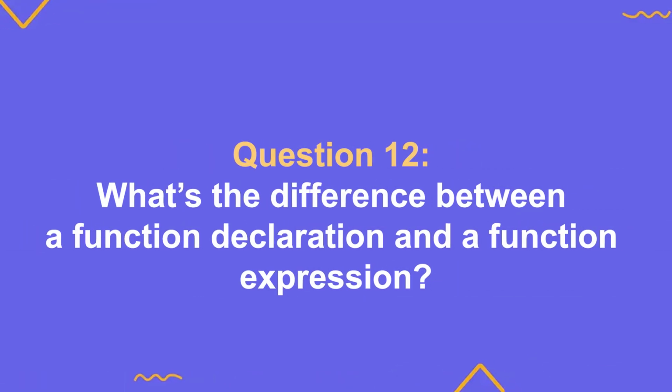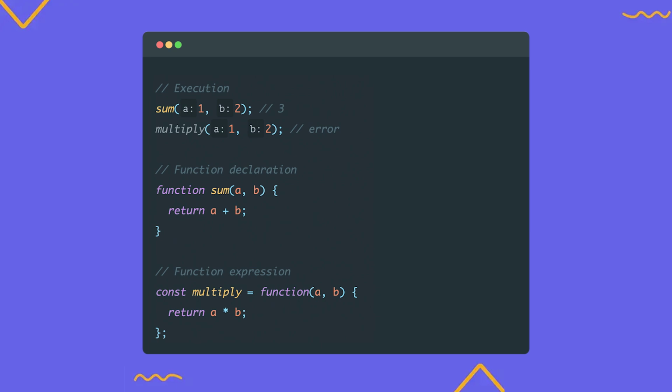Question 12. What's the difference between a function declaration and a function expression? A function declaration is a function created in the main flow of the document. We start by specifying the function keyword, then the function name, and describe its logic within curly braces. A function expression is a function assigned to a variable. In other words, it's a function declaration in the context of an assignment.